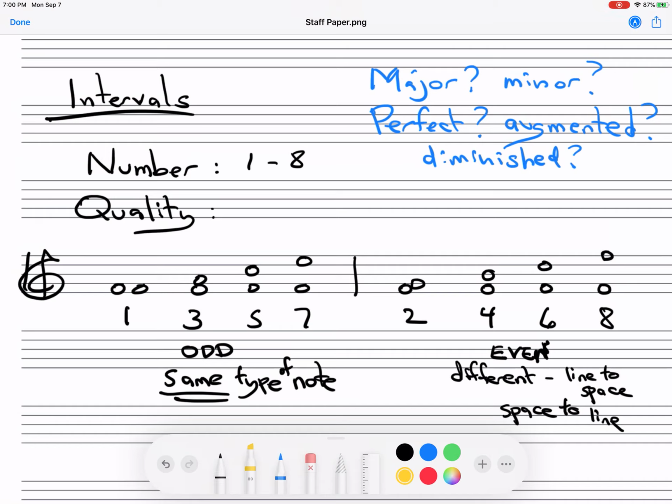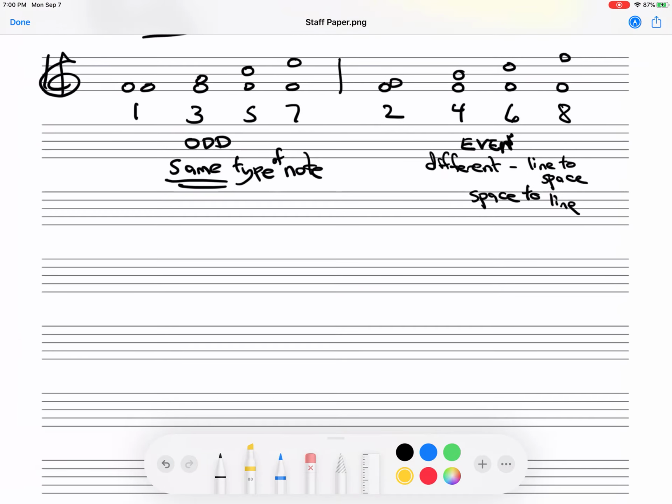Now, what about what I have up here, the quality? How do you know if it's major, minor, perfect, augmented, or diminished? You may look at these, you may be able to count up the numbers, but you may not know what the quality is. First of all, I'm going to review. I'm presuming that you have learned your key signatures. Maybe you don't know them perfectly, but do your best to memorize them as soon as you can.